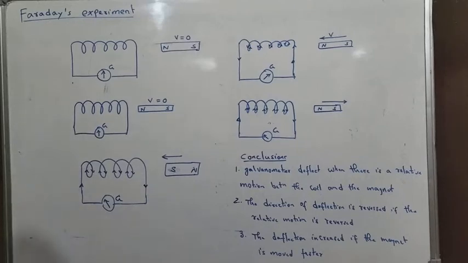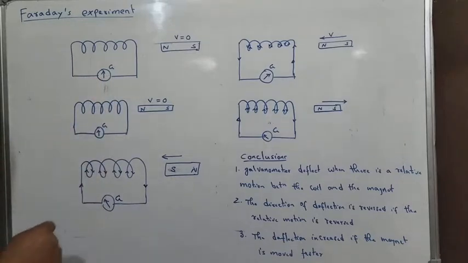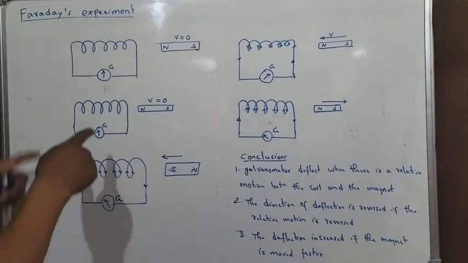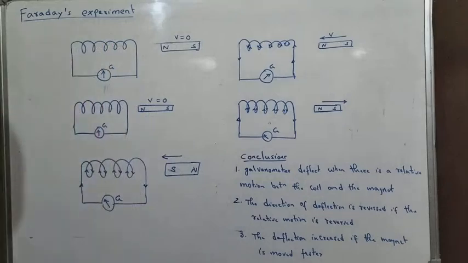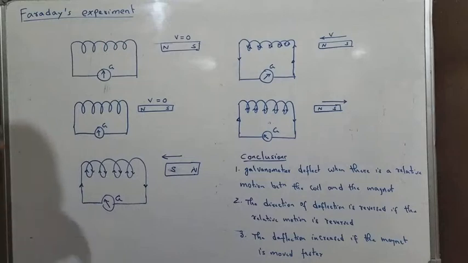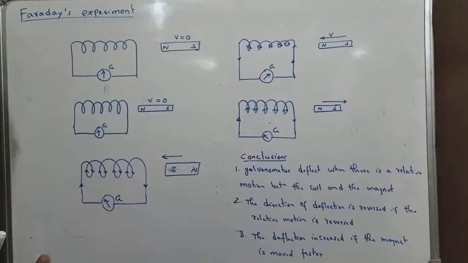Okay, here we will come to a very important topic of this chapter, and this topic is about Faraday's experiment. So, Michael Faraday took a coil and a very sensitive galvanometer, and he connected this galvanometer in series with the coil, as shown in this figure. He also used a bar magnet, which consists of a north pole and a south pole.